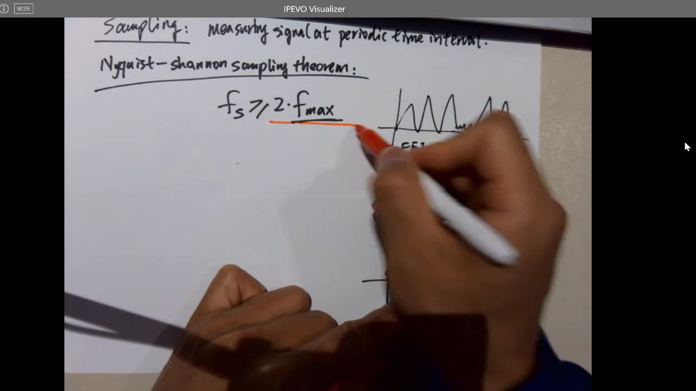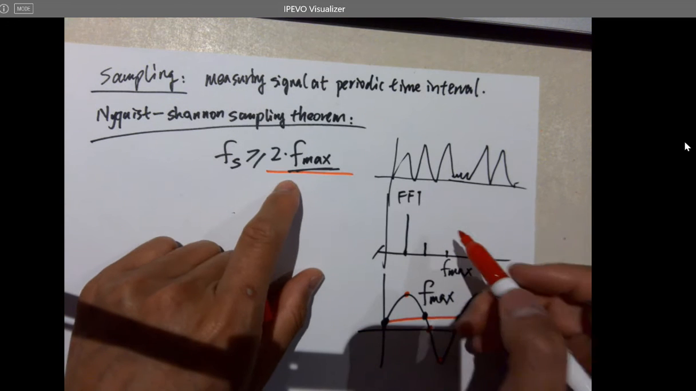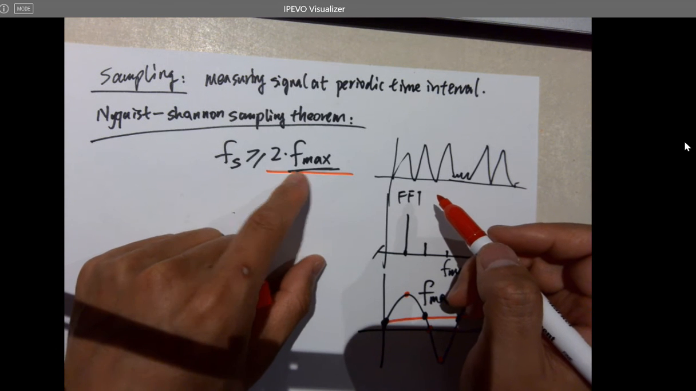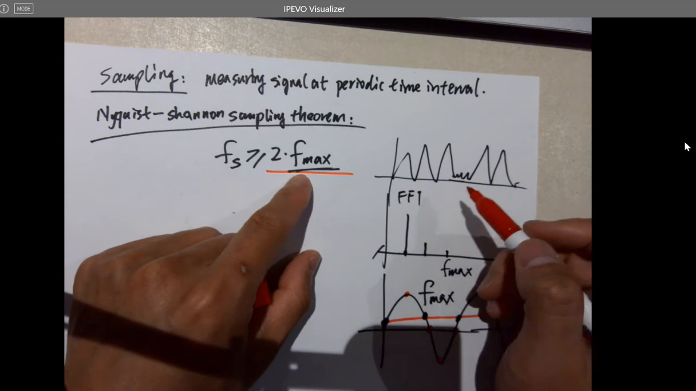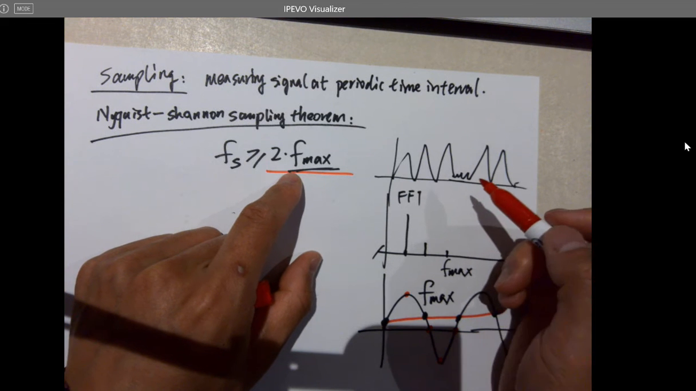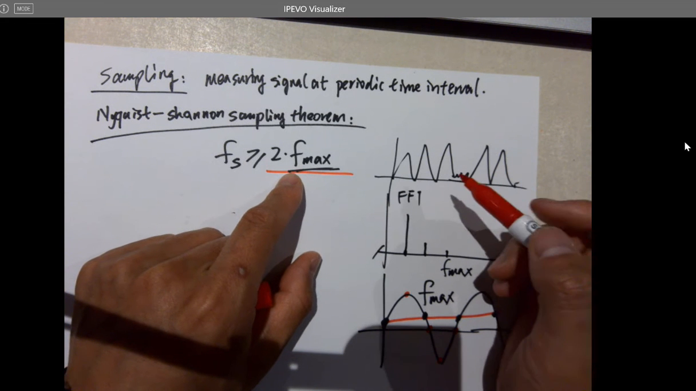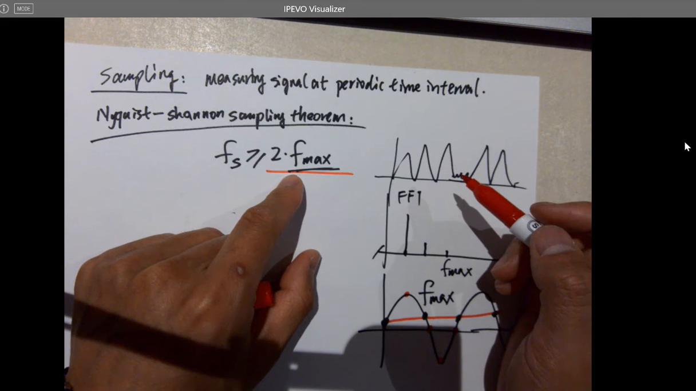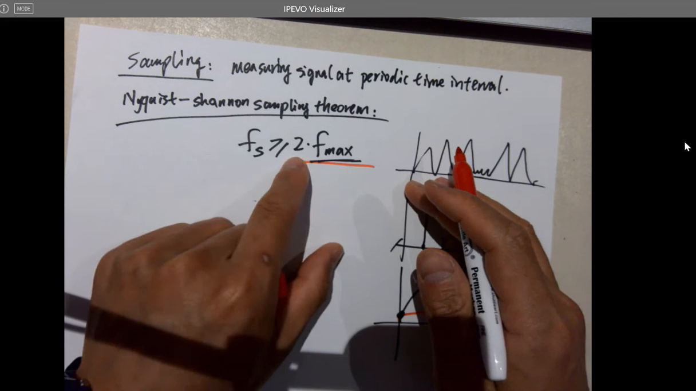But it doesn't mean that you can use 2 times F max. It's just saying it cannot be lower than that. Lower than that is going to be awful. Ideally, usually it's 10 times or 100 times faster than that, and you can get a decent recovery of the signal, right? You just need to know this 2 times F max.